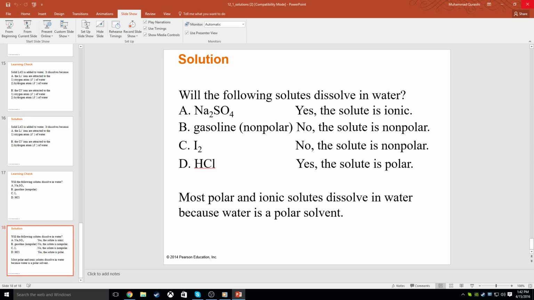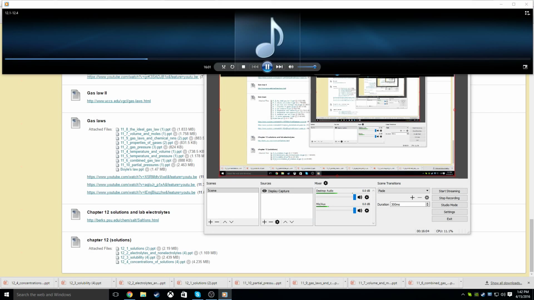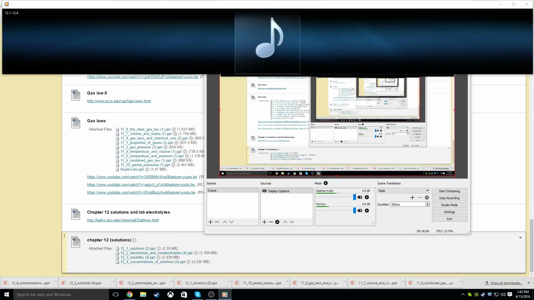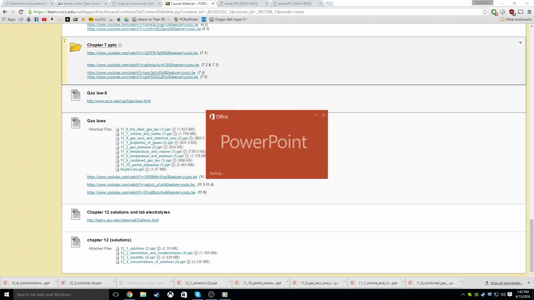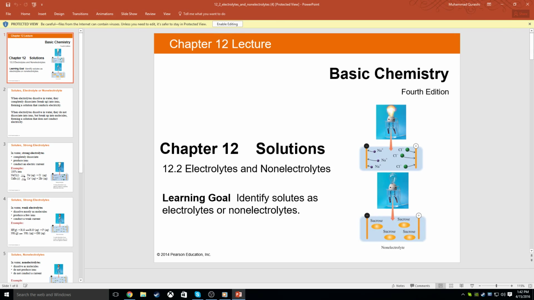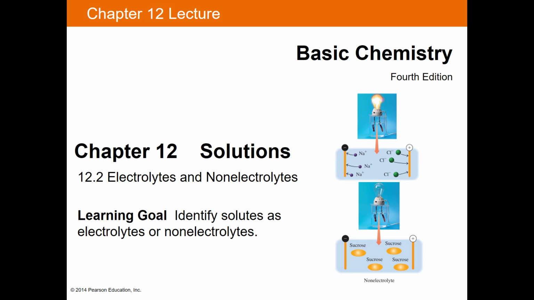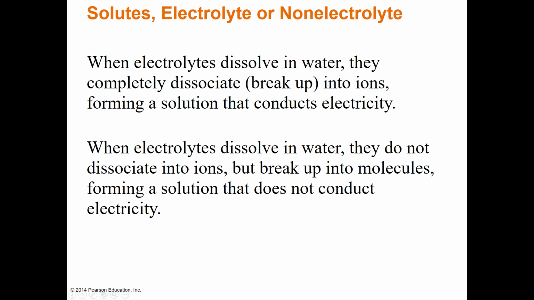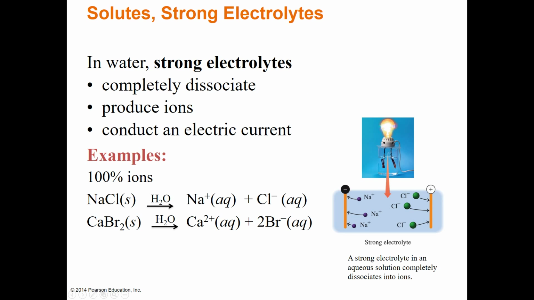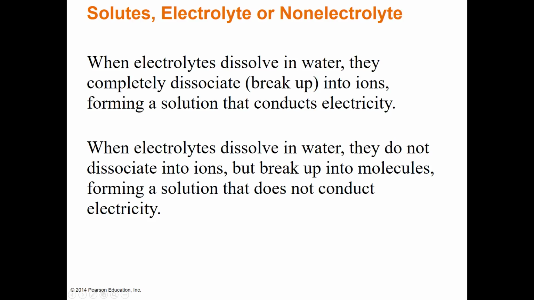Okay, so let's go to the e-text and look at those problems now. We talked about electrolytes when we did our electrolyte lab. Remember? They dissolve in water, completely dissociate, break up into ions, forming a solution that conducts electricity. So would potassium iodide be a good electrolyte? This one here. Yes. What about that one?